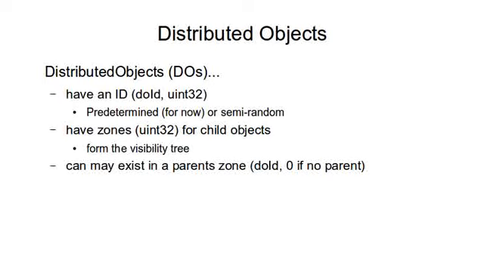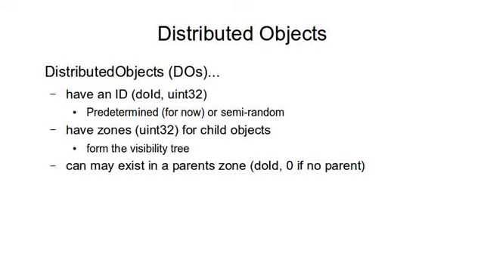Distributed objects also have zones, which act as containers for child objects. They are 32-bit numbers, and like channels, they only exist by being used. The tree that distributed objects create by using this scheme is called the visibility tree. Distributed objects also have a location, which means that they reside in a zone of their parent object. Having a parent object is currently optional, and objects that do not have parents form the root of their own visibility tree.